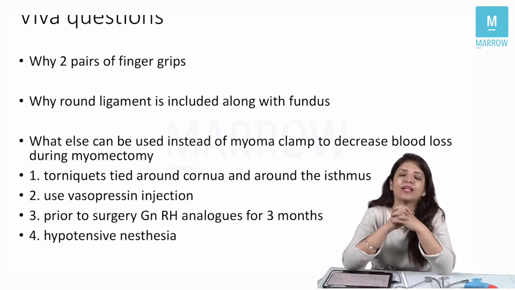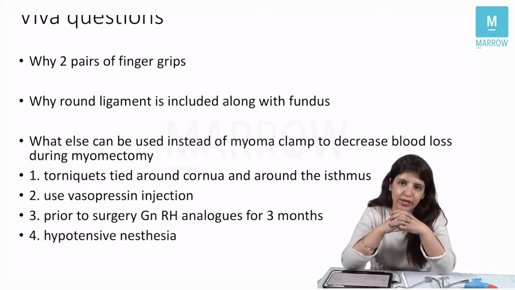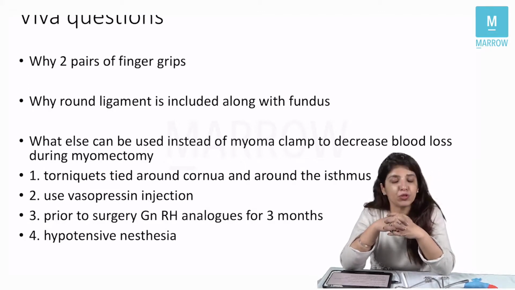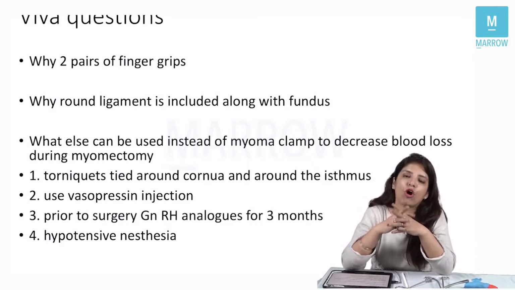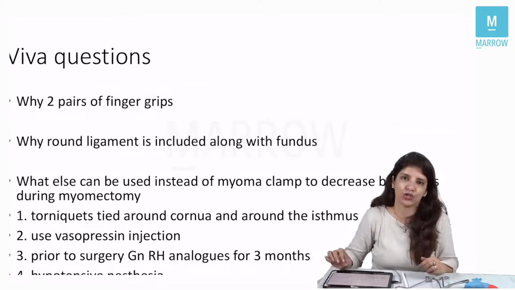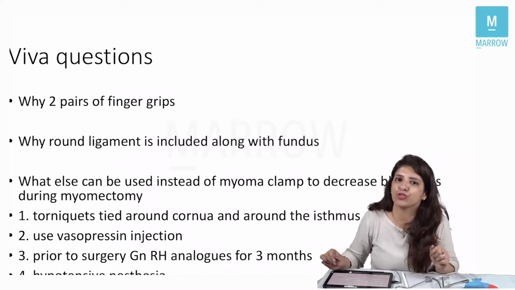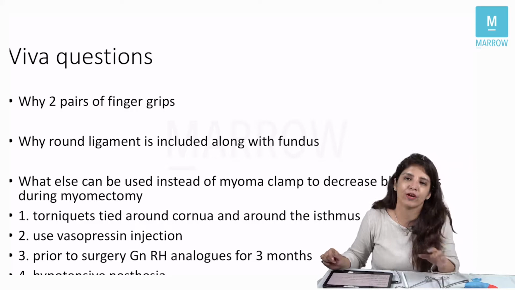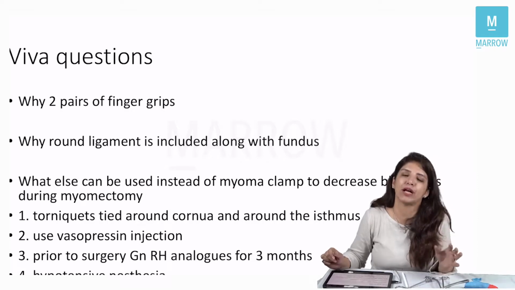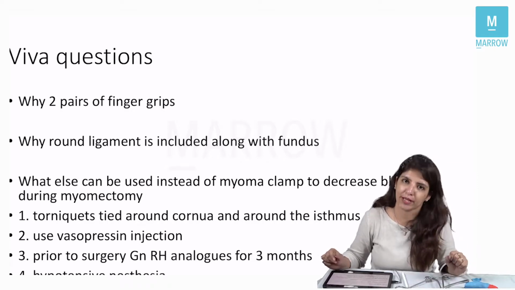Number two, you can inject vasopressin inside the fibroid. That is a vasoconstrictive agent, so that can decrease blood loss. Number three, you can give hypotensive anesthesia. And number four, before surgery, right, you can use GnRH analogs. So for 3 months, you can use GnRH analogs, and that will decrease the size of the fibroid and the vascularity of the fibroid. And all this will help in decreasing blood loss during myomectomy.